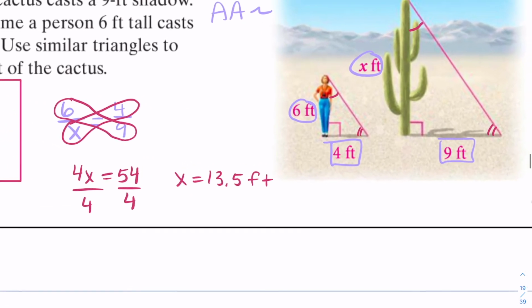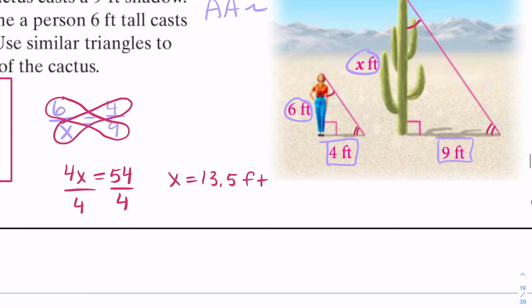All right. And if we were wondering, does it make sense? 4 times 2 and a quarter would get me this. 6 times 2 and a quarter gets me 13 and a half.